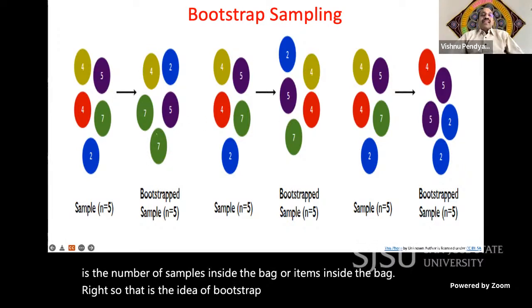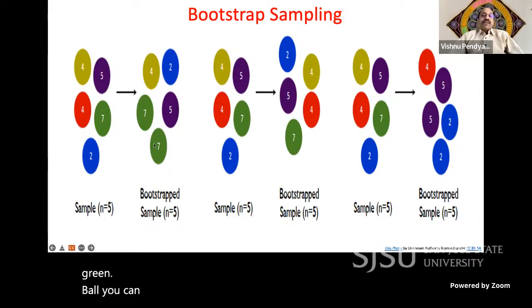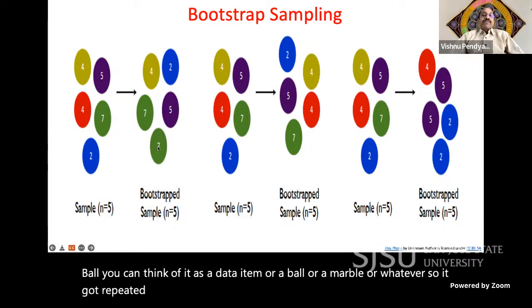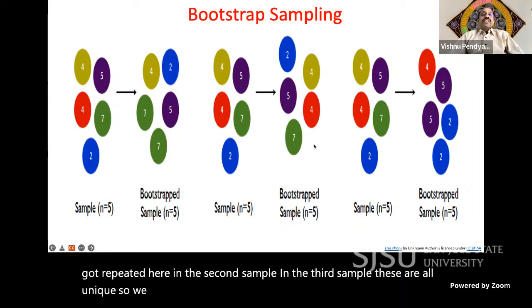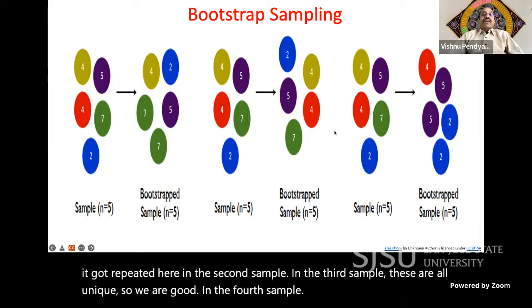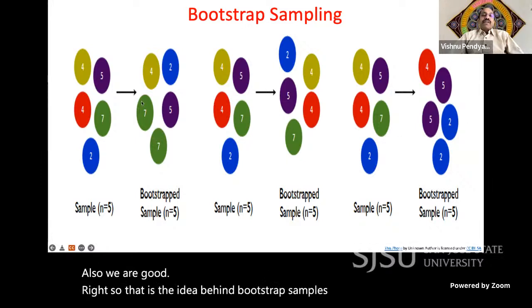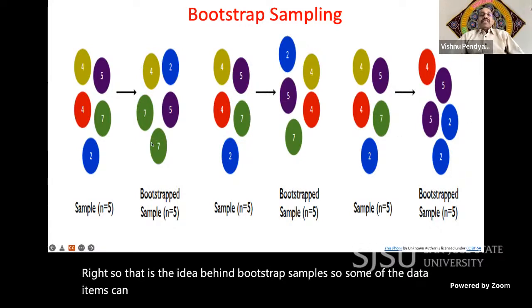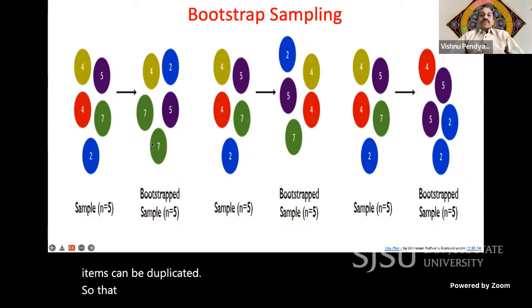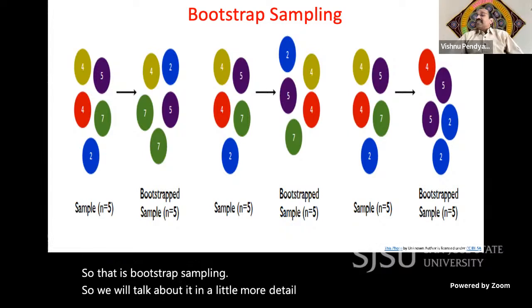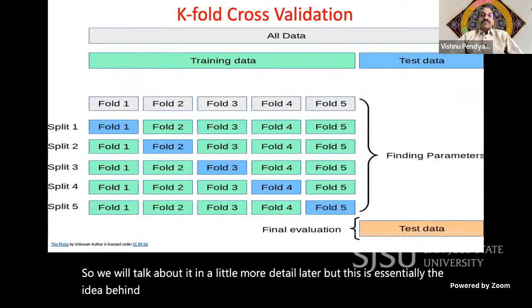So as you can see, the green ball, you can think of it as a data item or a ball or a marble or whatever. It got repeated here in the second sample. In the third sample, these are all unique, so we are good. In the fourth sample, also we are good, right? So that is the idea behind bootstrap sampling. Some of the data items can be duplicated. We'll talk about it in a little more detail later, but this is essentially the idea behind bootstrap sampling.